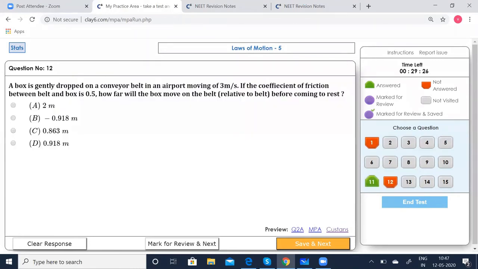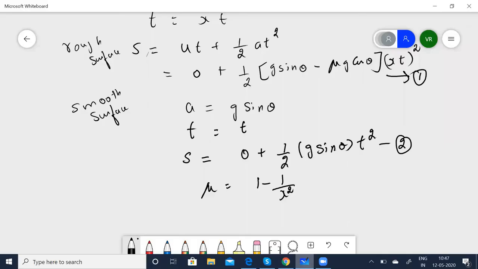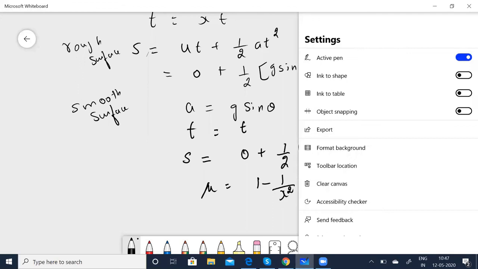A box is gently dropped on a conveyor belt in an airport moving at the rate of 3 meters per second. The coefficient of friction between belt and box is 0.5. How far will the box move on the belt relative to the belt before coming to rest? Let's quickly solve. We are running short of time.